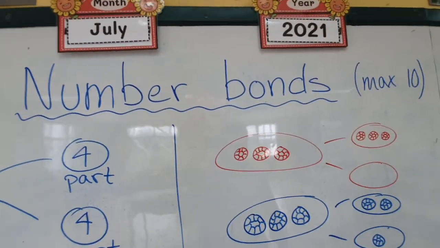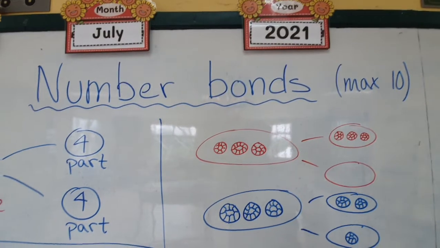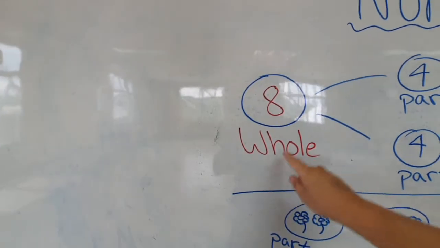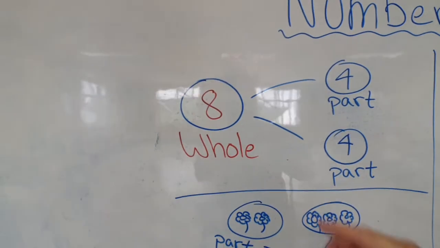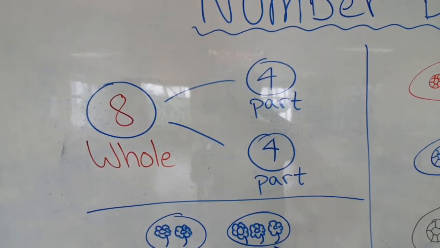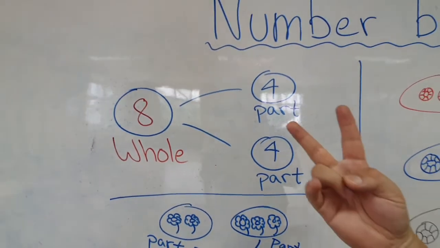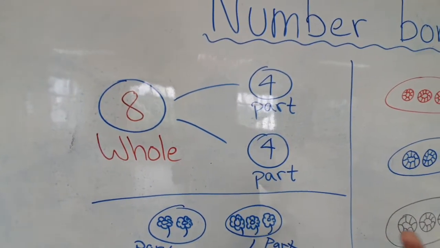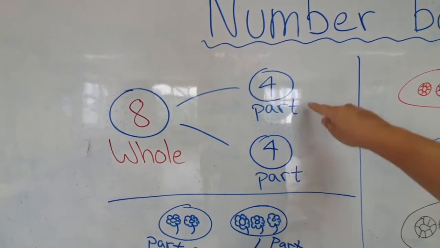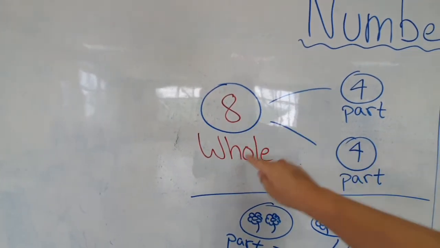Alright, so number bonds, max up to 10. You can do number bonds up to a bigger number, but for starters, we'll start with maximum 10, and 10 is the whole. So we have a whole, and then we have parts. 2 parts. You can have more than 2 parts, but right now I'm just starting to teach you about number bonds. So then we will only have 2 parts, but you can have many more parts. But forget about that right now. Right now we only have 2 parts. So each of these parts, they are 4, because 4 plus 4 equals 8, and 8 is the whole.